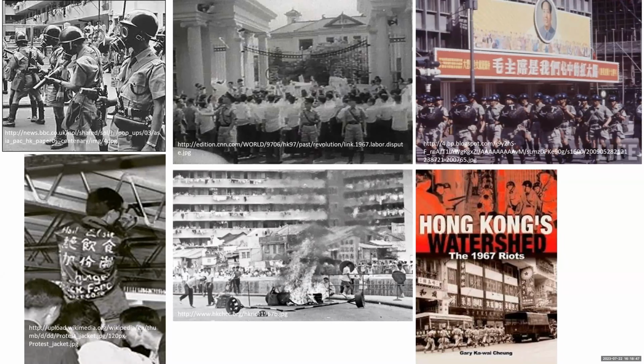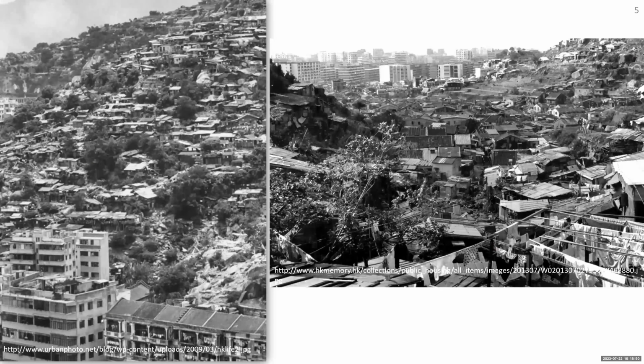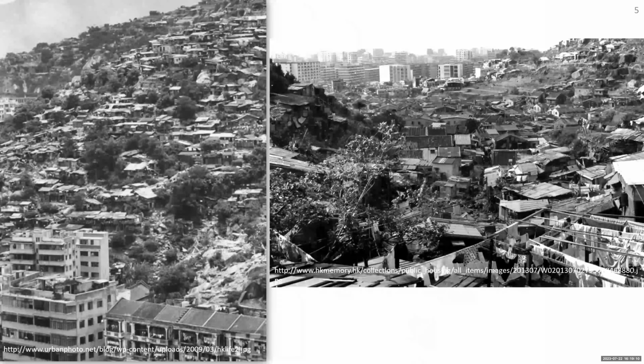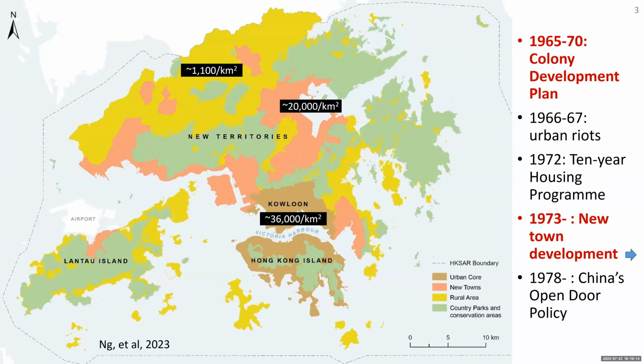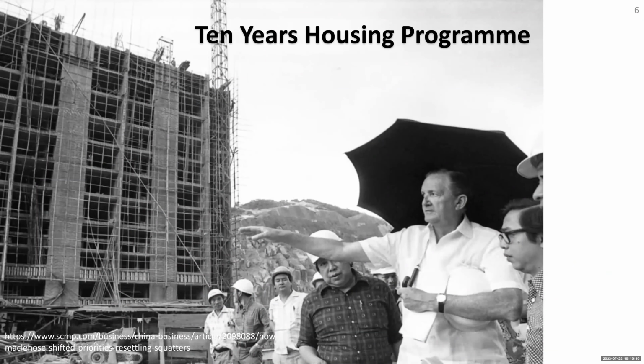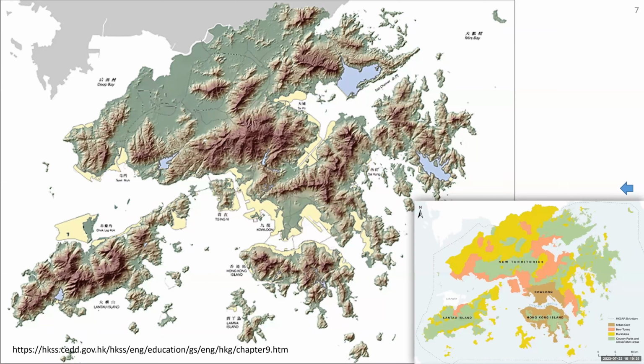One of the reasons for these riots was the very poor living conditions of many people, and the colonial government thought it was very important to give people dignified housing rights. That's why the colonial government started the 10-year housing program. Now, if you look at Hong Kong, there is actually not much land for this expansion, and that's why they had to think about reclaiming land to build new towns.